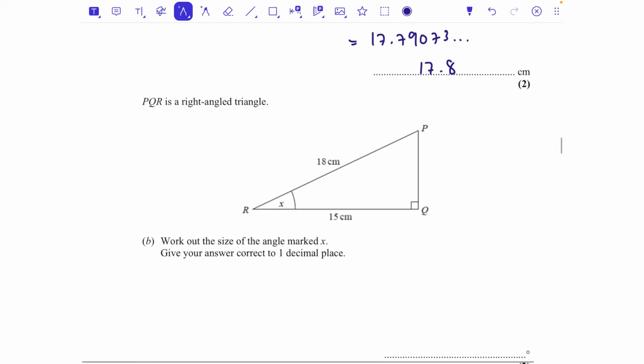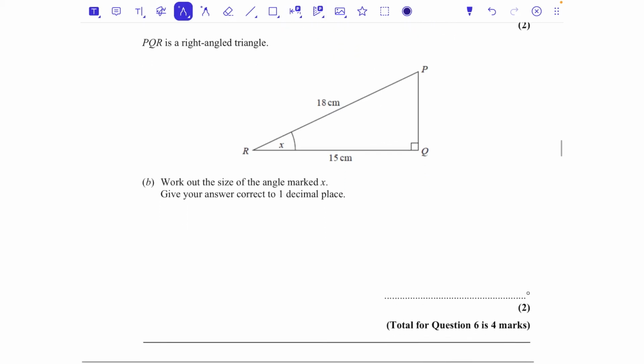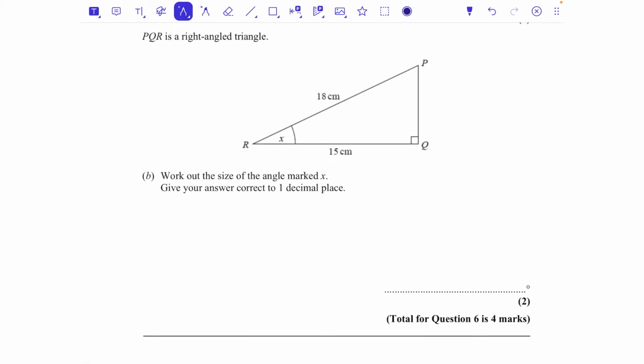Then we have PQR is a right angled triangle. Work out the size of the angle marked X. Give your answer correct to 1 decimal place. Again, this is SOHCAHTOA, but this time we're finding an angle. This is your hypotenuse, this is your opposite, and this is your adjacent. Now the opposite, I don't know how long it is and I don't want to know how long it is. A and H are going to be involved here, so this is going to be CAH.